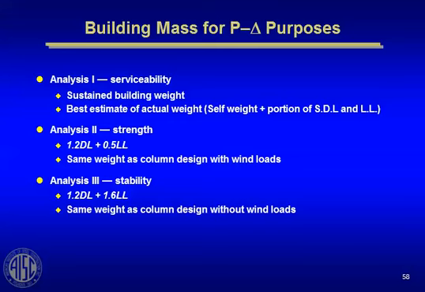For analysis 2 strength, the code tells us what to use. You use the ASCE 7 load factors, either ASD or LRFD, depending on your persuasion, which method you like. The code tells you what load factors. Analysis 3 stability, you use the same load factors as you design the column without wind loads. That is 1.2 dead plus 1.6 live. That's the load factor we're going to use for mass in our building mass when we're getting around to checking our P delta. And remember, this P delta phenomenon is very important when you're doing your lateral load analysis.